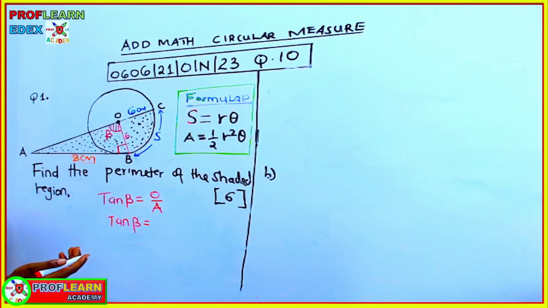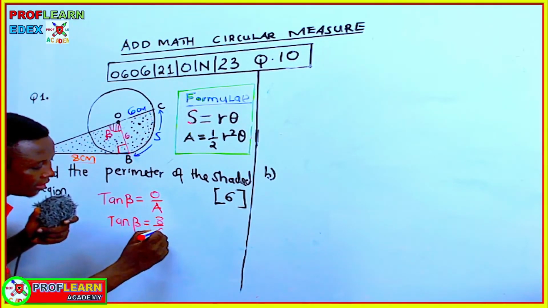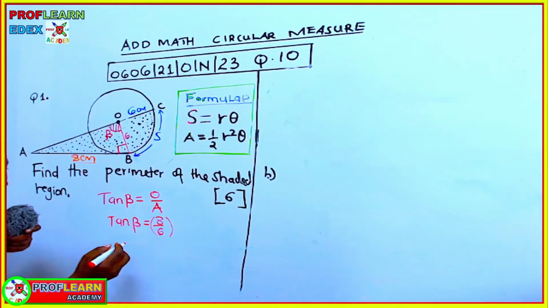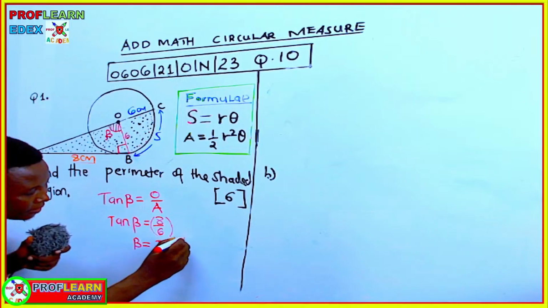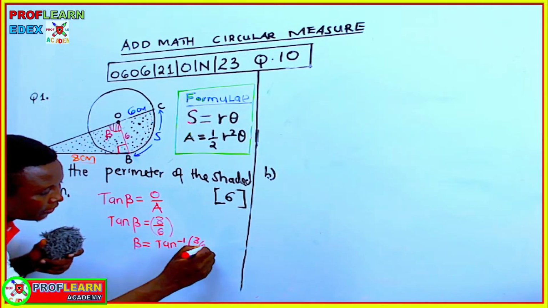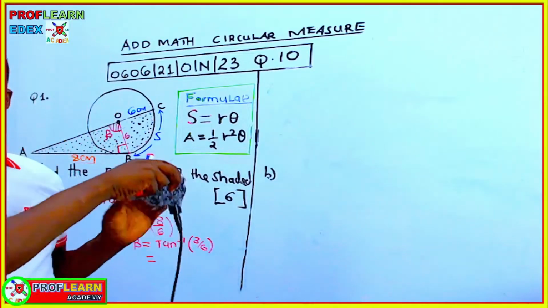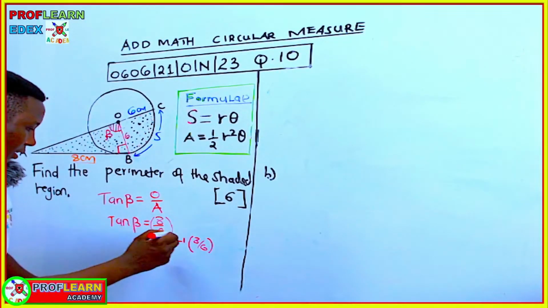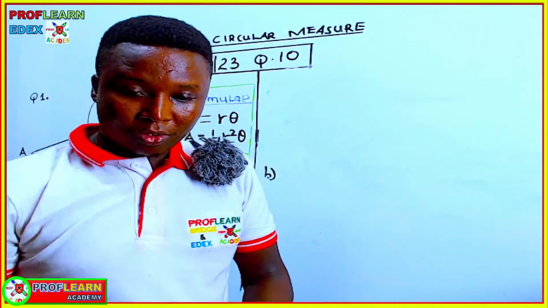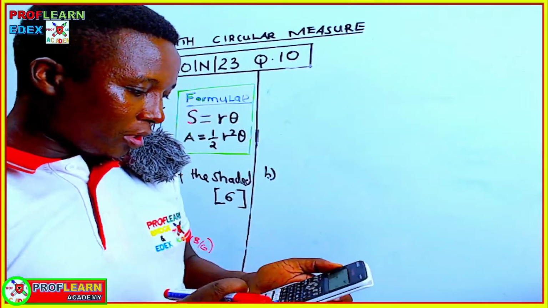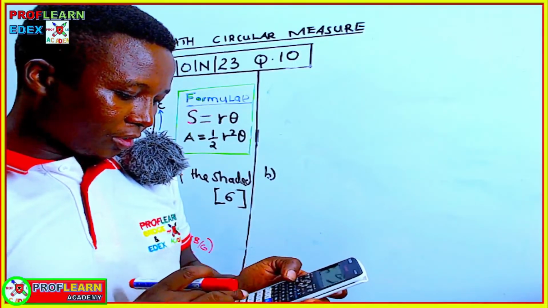Beta is just a symbol to represent an angle, like theta. We are going to say opposite is 8 over adjacent, which is 6. So beta is going to be equal to the tan inverse of 8 over 6. Let's work this out by substituting the 8 and the 6 into the formula. Remember, this is a tan inverse of 8 over 6.